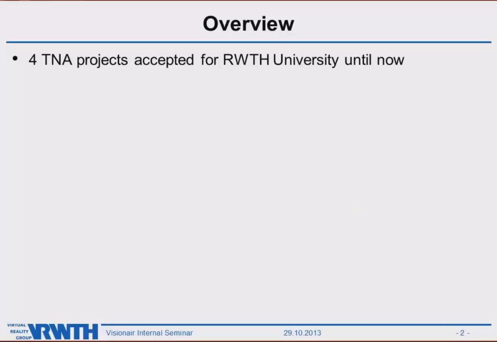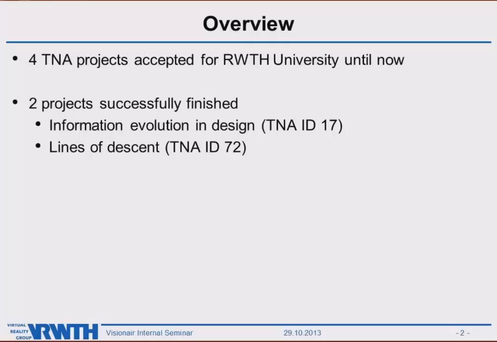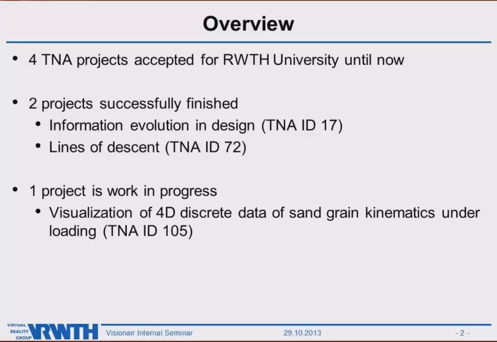So in total, we have 4 accepted DNA projects for Aachen University right now, and 2 of them are successfully finished at the moment. One DNA project deals with information evolution and design, DNA ID 17. One DNA project with the name Lines of Descent, coming from the material science area, DNA ID 72.